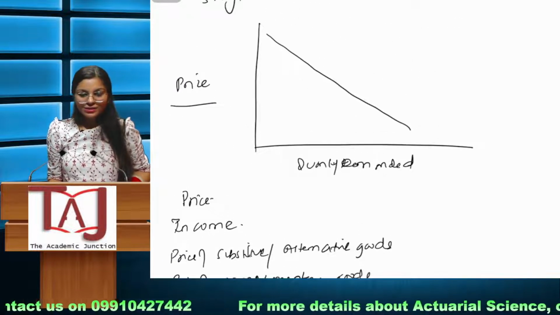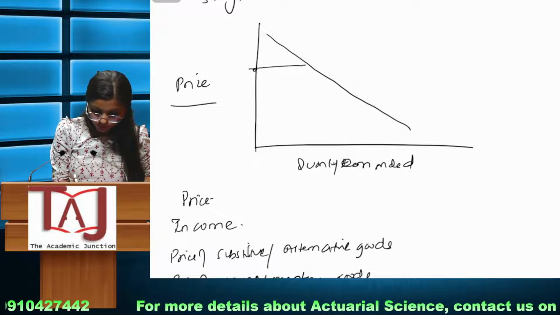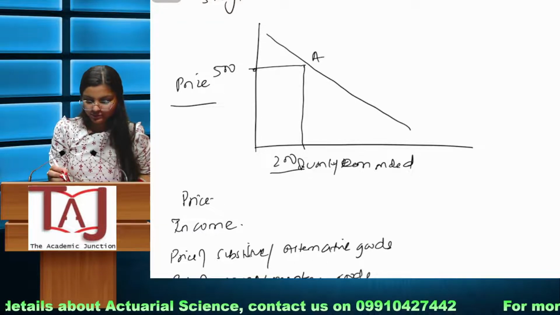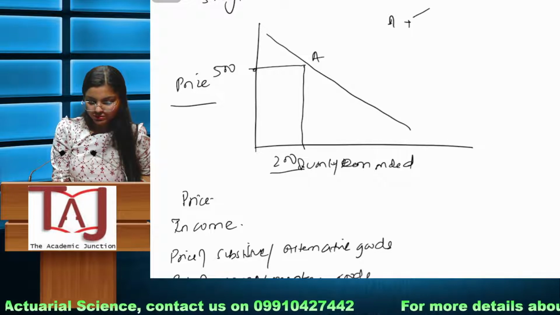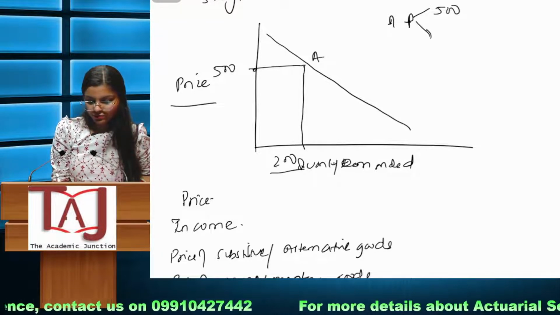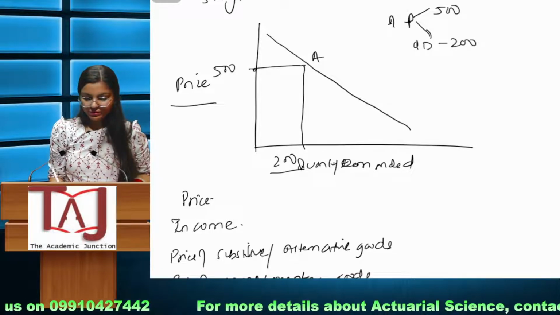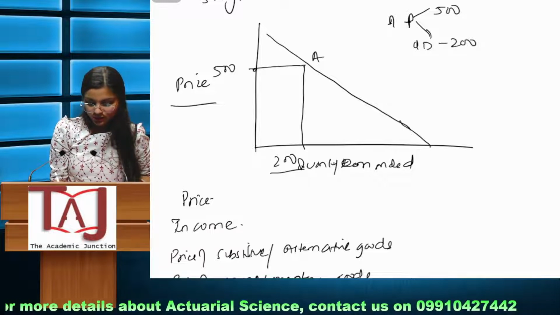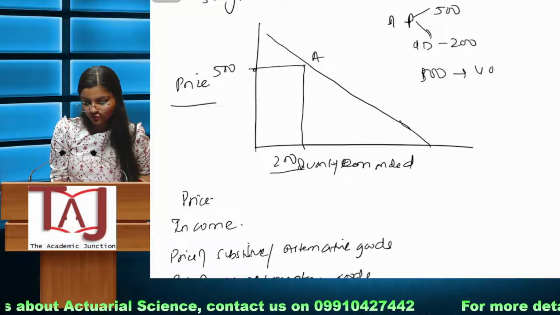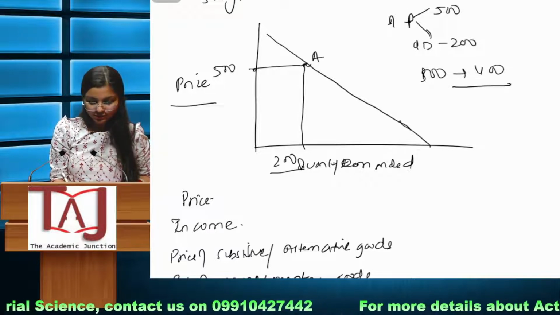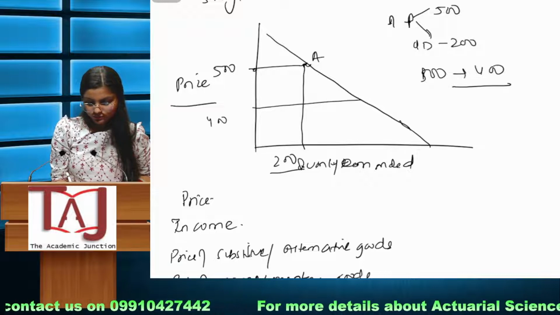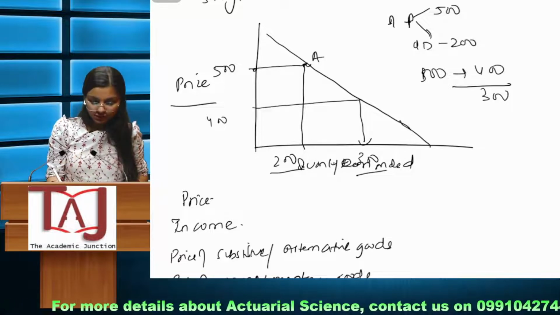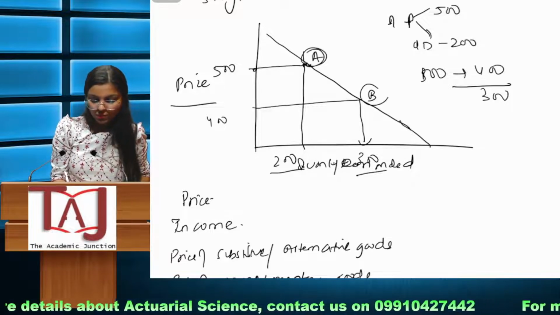Now, let's say corresponding to this point A, the price was 500 and quantity demanded was 200. If there is a change in price, let's suppose a drop in price from 500 to 400, see what is happening in your demand curve. There will be an increase in quantity, let's suppose the quantity is now 300. You have moved from point A to point B.